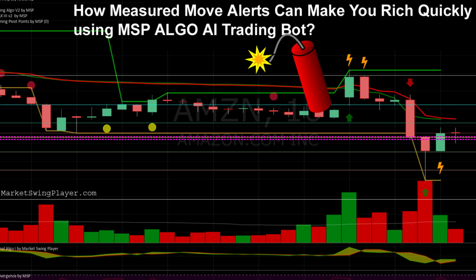So what do measured move alerts do? Measured move alerts tell you that the stock is going to make a nice move. When? Soon after that alert comes out. So you've got to focus on what time frame? The 10-minute time frame. Why? Because you need to see what's going to happen in the next 10 minutes, okay? Now, that's how measure move alerts can make you rich quickly using the MSP ALGO Artificial Intelligence Trading BOT.